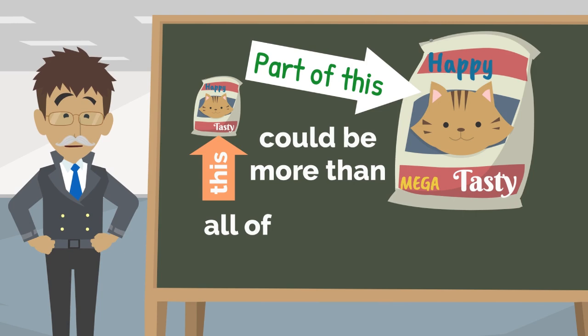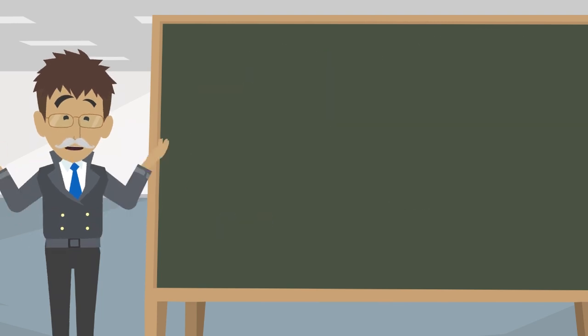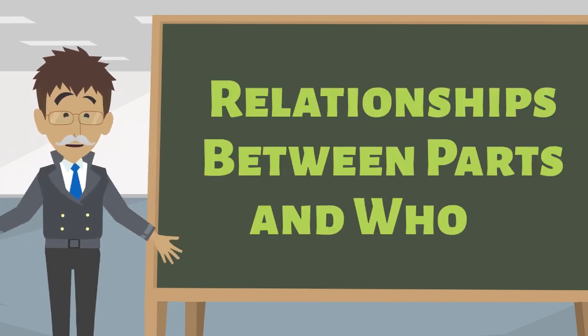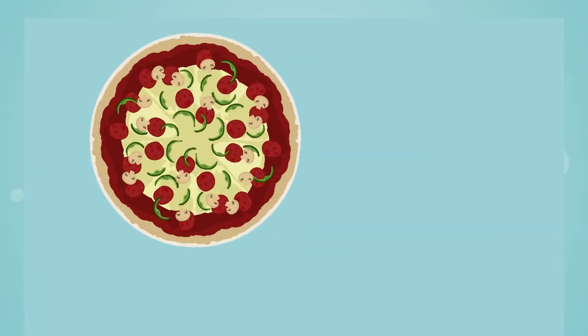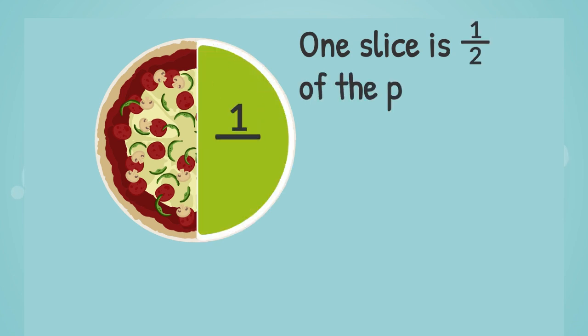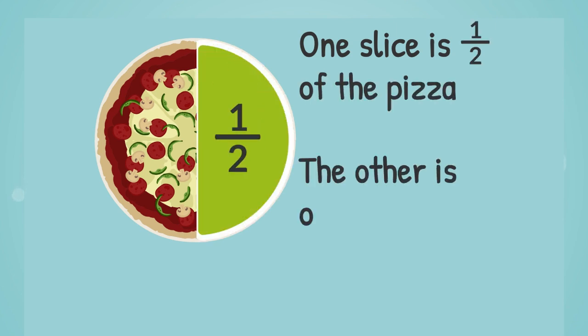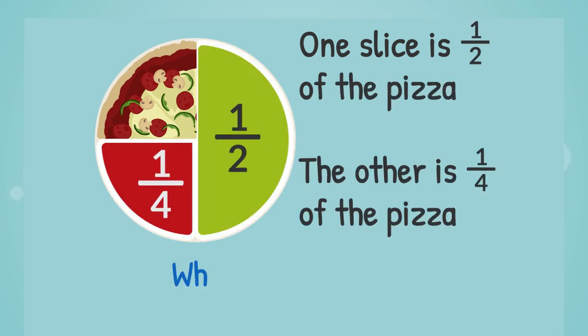Now on to comparing fractions. We'll start with using basic relationships between parts and a whole. Imagine 2 slices of pizza. One slice is 1/2 of a pizza. The other is 1/4 of the same size pizza. Which one is bigger?